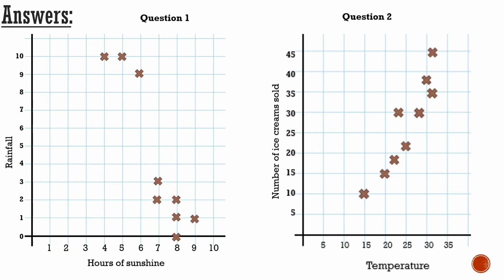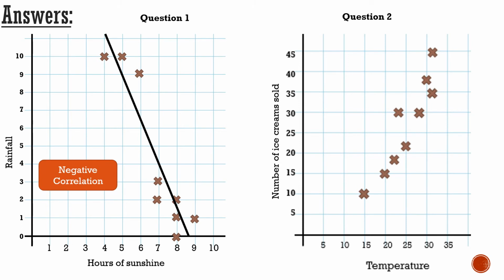So these are the answers. So question 1, I've got my scattergraph drawn with my axes. I've plotted all of my points and I'm going to draw my line of best fit on. And I'm going to say, because it's going down, that has a negative correlation. And that makes sense, doesn't it? It makes sense because you've got more sunshine, but the rainfall is going down when there's more sun, which makes more sense.